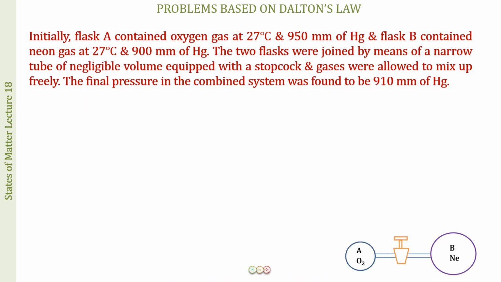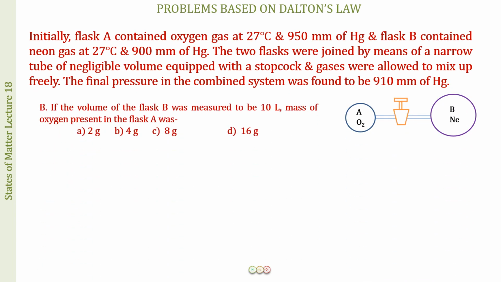Now for the next question, again putting back the comprehension for you so that you have an understanding. The question is: if the volume of flask B was measured to be 10 liters, the mass of oxygen present in flask A was, and the choices are 2 gram, 4 gram, 8 gram and 16 gram. Now this is a comprehension based question, so whatever calculations we have done for the previous question, we are going to put that into use. In case you have an independent question, you have to find out first what we've already found out, and then you will do the further calculations.